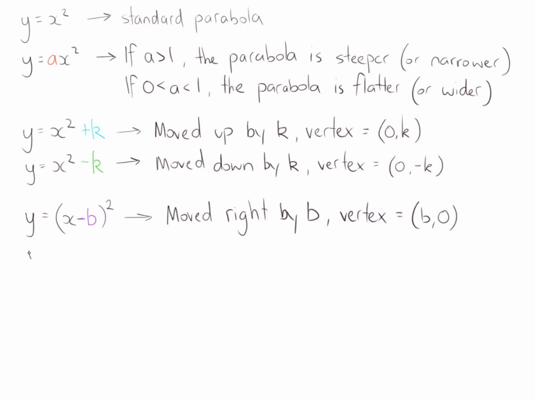And likewise, if we had x plus b within our brackets, and that's all squared, this would move our parabola left by b places. And the vertex would now be negative b, 0.